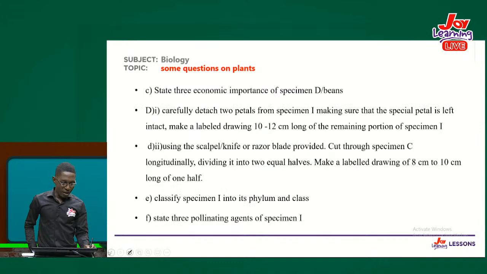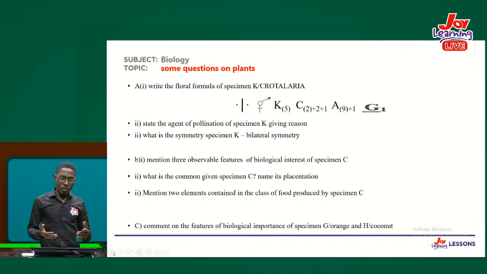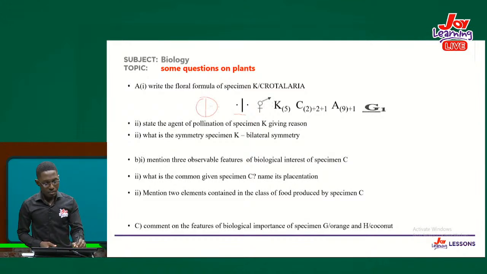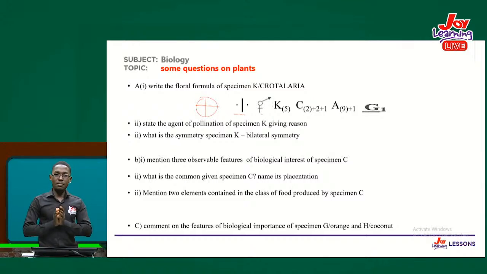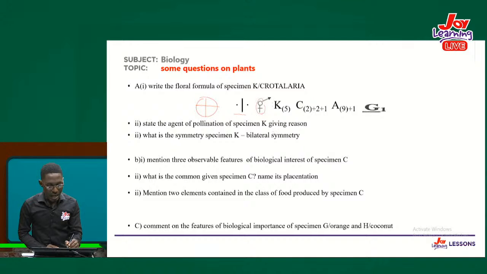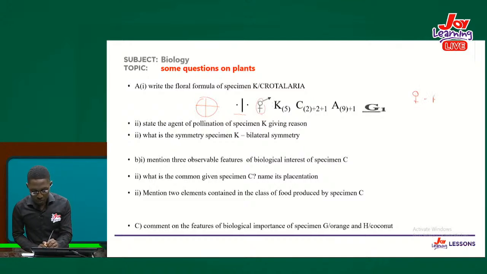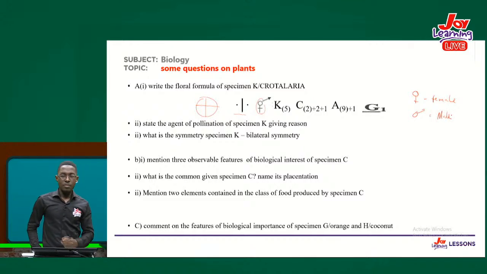Then they can also ask you flower formula. So on your screen is the Crotalaria flower formula. If it is bilateral, you have this sign. If it is radial, this one. The one that has both the male and female sex together: if it has only female, you draw the down part, this one without, so only female. If it's a male, only having androecium, then you draw this. So when it has both, you say hermaphrodite, you draw this sign that you see on your screen.